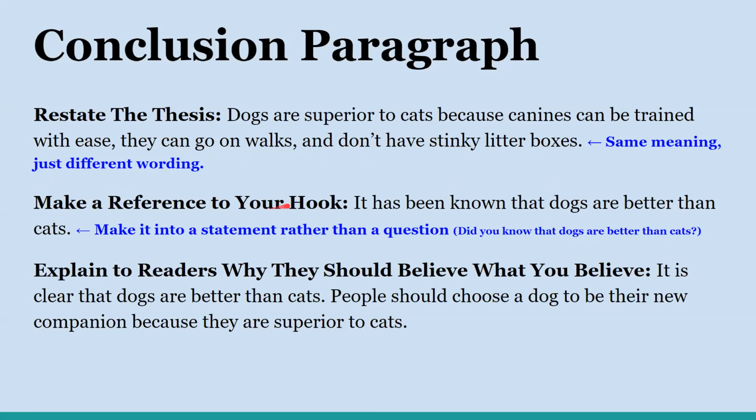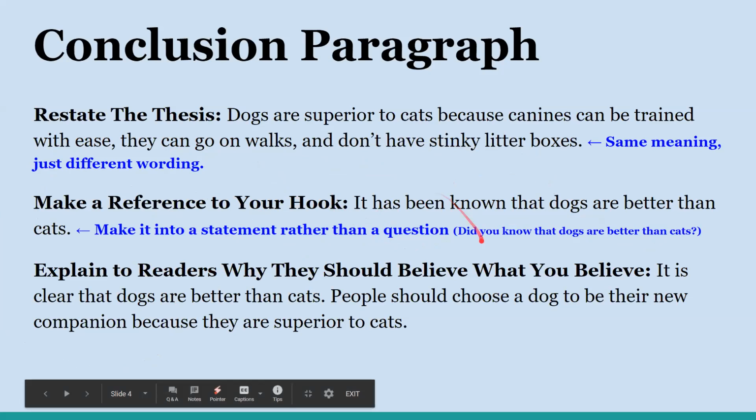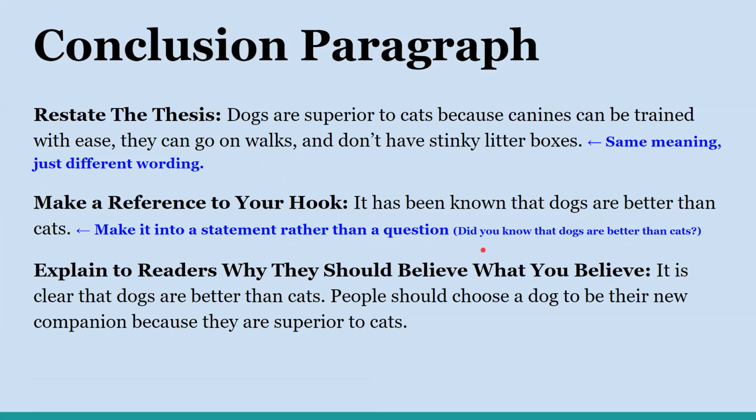Then you make a reference to your hook. So it has been known that dogs are better than cats. You see, I made it into a statement rather than a question. So did you know that dogs are better than cats? Then last, you want to explain to your readers why they should believe what you believe, or why the topic is important. So it is clear that dogs are better than cats. People should choose a dog to be their new companion because they are superior to cats, just for an example.